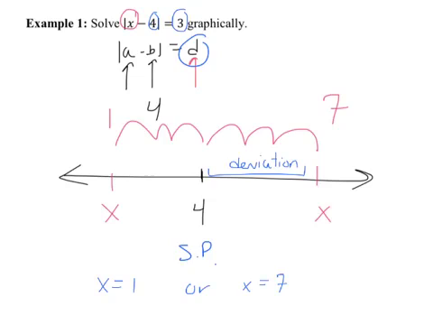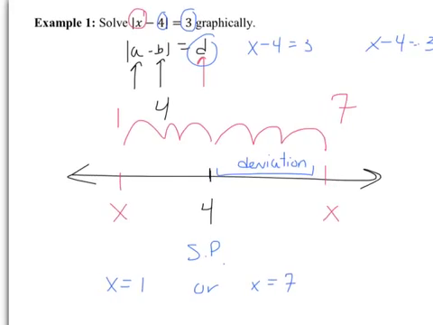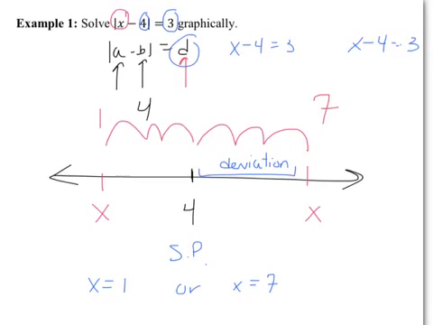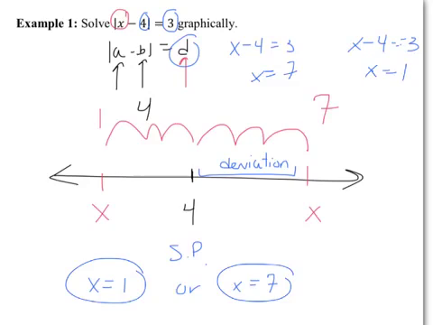Notice we could have solved this algebraically by setting x minus 4 equal to 3 and setting x minus 4 equal to negative 3. We can solve this problem algebraically by simply adding 4 to both sides. And take a look, the same exact solutions we got solving graphically. So again, we have a starting point and a deviation.